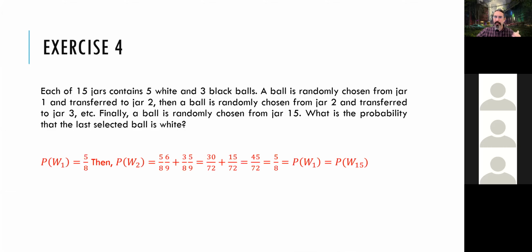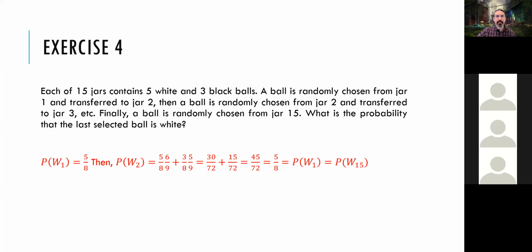Wait, this was the same probability for the first jar as well. So picking a ball from the first jar doesn't really have any effect on picking a ball from the second jar. Even if I hadn't picked any ball from the first jar, I would have 5/8 probability for picking a ball from the second jar. And again, after picking a ball, even though I don't know which color I have chosen, I still have 5/8 probability for picking another white ball.